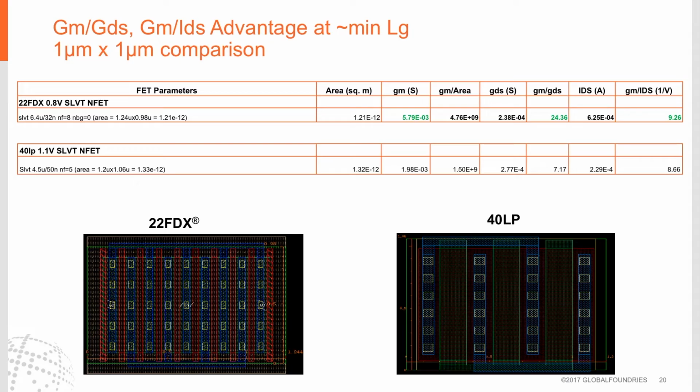When we compare 22FDX to 40LP, for the same area, 22FDX is showing a superior GM over GDS, and also GM over IDS. In this case, you'll note the GM is 5.79 milli for 22FDX, and for 40LP it's close to 2 milli. So we see a dramatic improvement in these parameters for the same area.